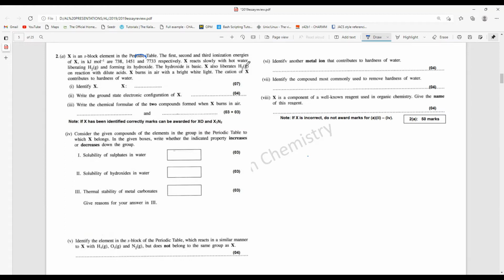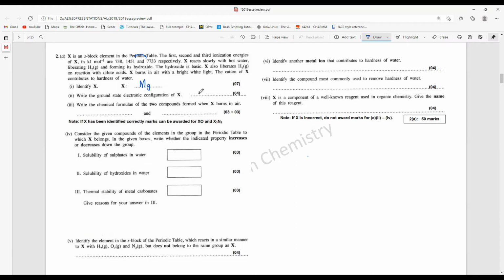X also liberates H2 on reaction with dilute acid. So magnesium plus HCl gives magnesium chloride plus hydrogen. And X burns in the air with a bright white flame. So this really confirms it is magnesium, and the cation of X contributes to hardness. So basically it is magnesium bicarbonate. Okay, so identify X. This should be magnesium.